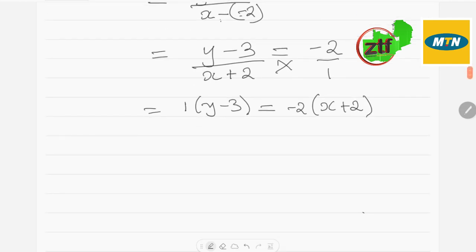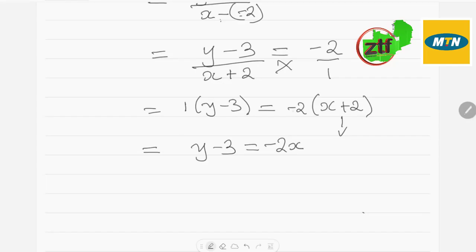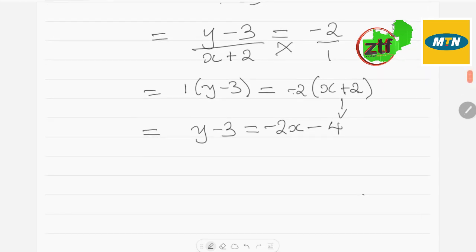Then from here, if we expand this, we are going to have y minus 3 equals negative 2 times x, so negative 2x, but please be careful here. Don't rush into bringing this operation down, because this negative 2 is being distributed to what is in the brackets. So you don't make that mistake. You will end up making a very terrible mistake that is going to cost you marks in an exam. So you say negative 2 times positive 2 gives you negative 4. So that is what you have now: y minus 3 equals negative 2x minus 4.